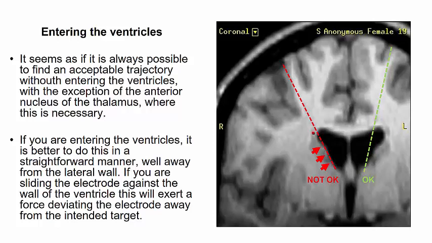Concerning the ventricles, it seems as if it is always possible to find an acceptable trajectory without entering the ventricles, with the exception of the anterior nucleus of the thalamus, where this is necessary. If you are entering the ventricles, it's better to do this in a straightforward manner, well away from the lateral wall. If you are sliding the electrode against the wall of the ventricle, this will exert a force deviating the electrode away from the intended target.